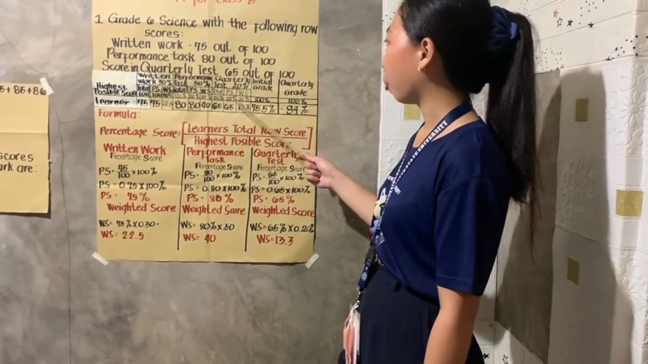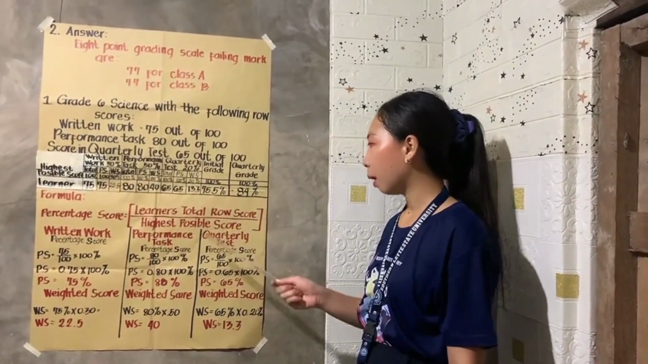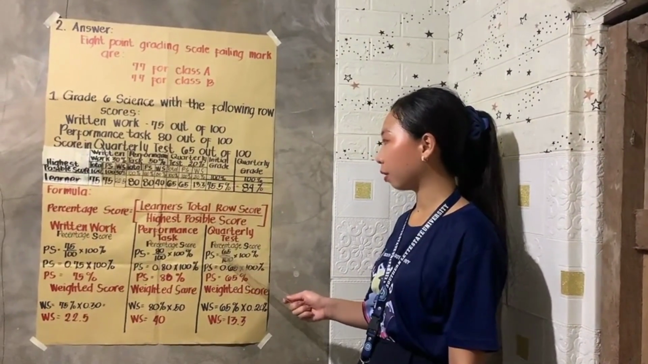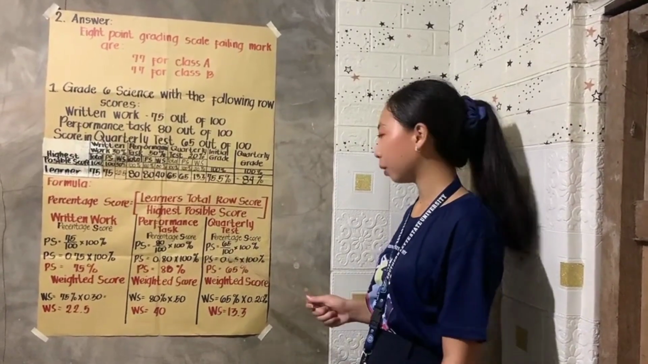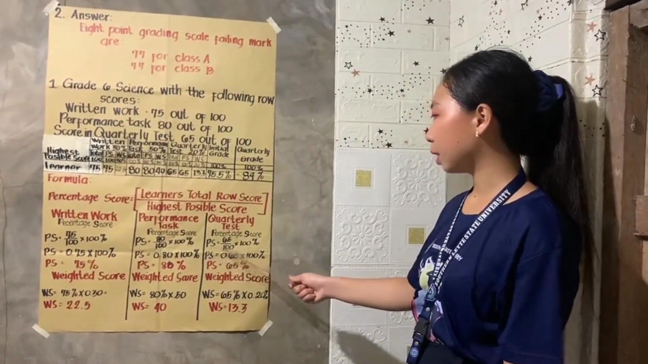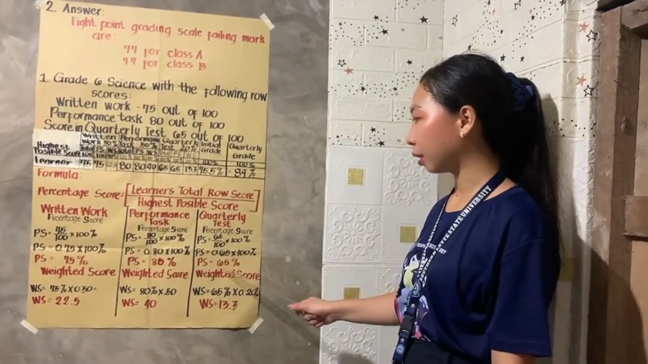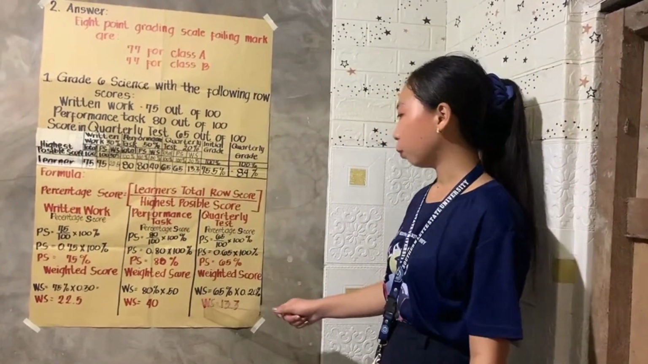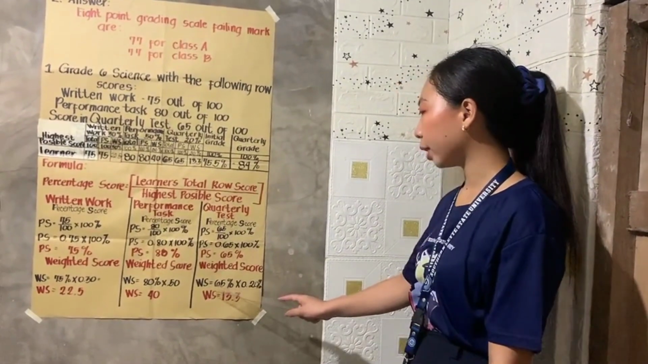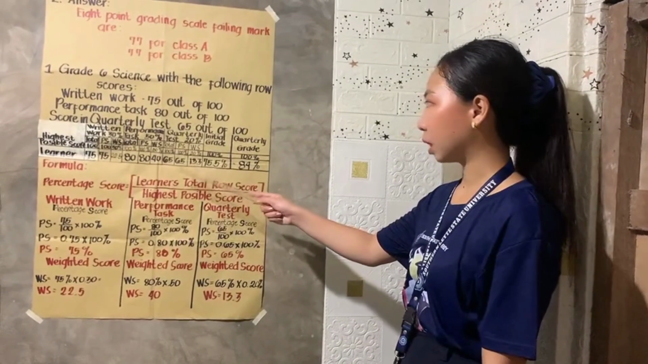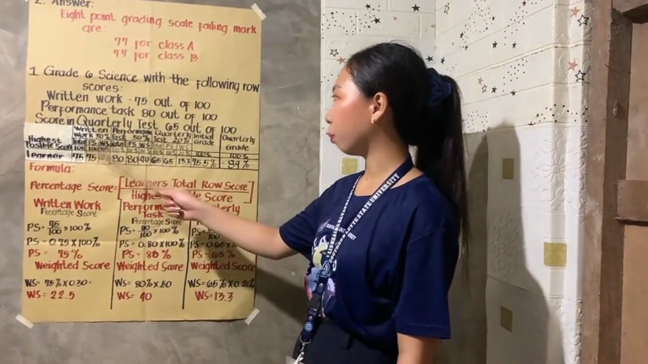And for the quarterly task, that would be 20%. So in getting the percentage score, 65 out of 100. So 65 divided by 100 multiplied by 100%. So that would be 0.65 times 100. That would be 65%. And getting the weighted score, that would be 65% multiplied by 0.20. The weighted score is 13.3.